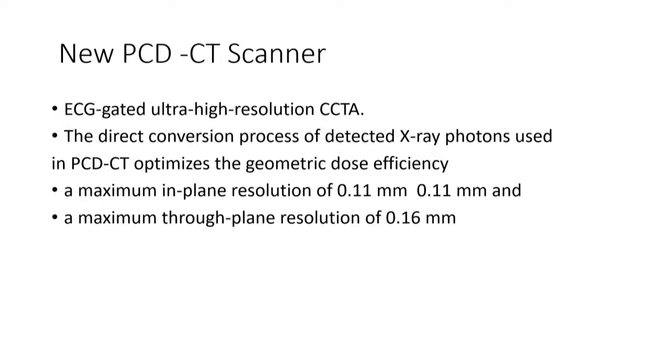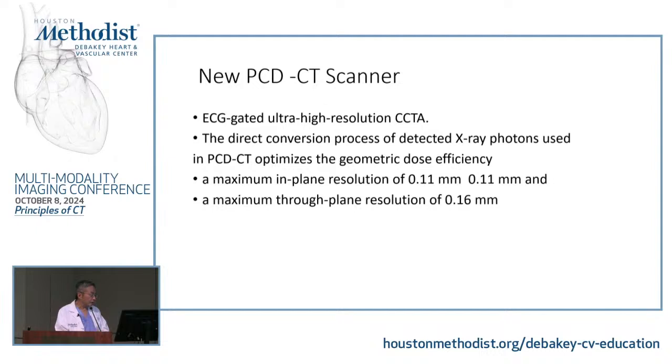So this is what's available. It's ECG-gated, ultra high resolution. So currently our CT resolution is about 0.4, 0.5. With this, we can get down to 0.2, which is getting close to what the cath lab could generate. Okay, cath lab could generate spatial resolution up to about 0.1 millimeter. So this is getting close to what you can get for the invasive coronary angiogram.